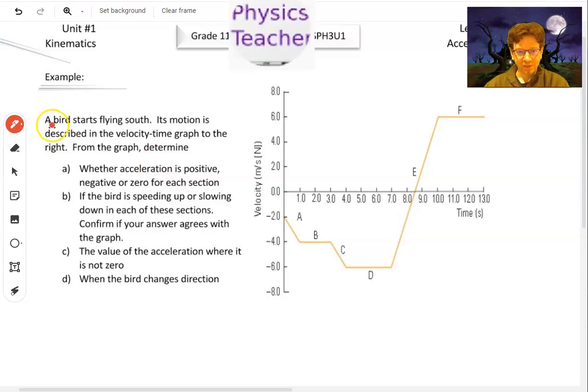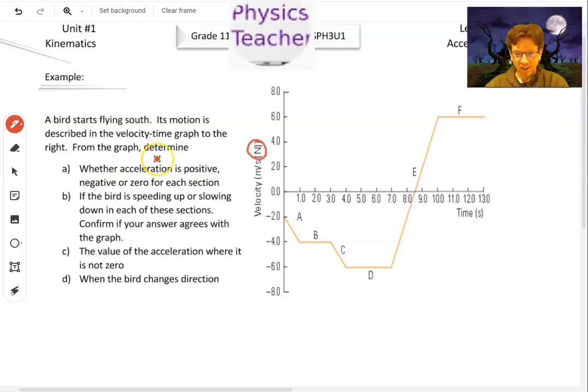So in this example, we have a bird that starts flying south. Its motion is described in the velocity time graph to the right. So let's look at this. Our y-axis is velocity, because it's a velocity time graph. It's in meters per second. You should always have your units. And the positive direction is north. So anytime there's something above the x-axis, we know the velocity is north, and anytime there's something below the x-axis, we know the velocity is south. That would be the opposite of north, right? Remember, north is just negative south. And then, of course, our x-axis is time in seconds.